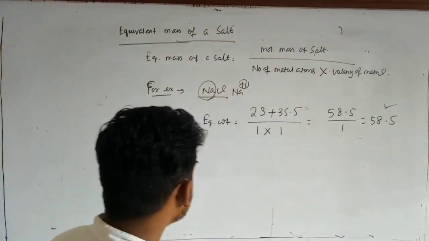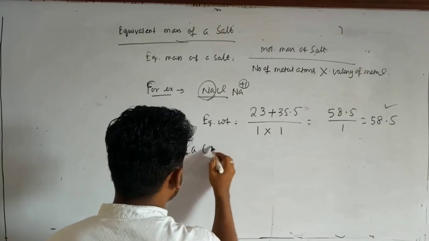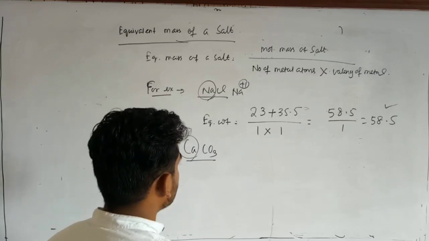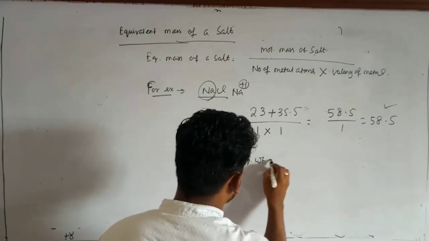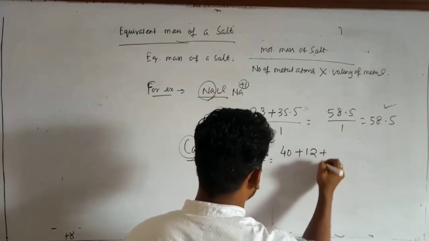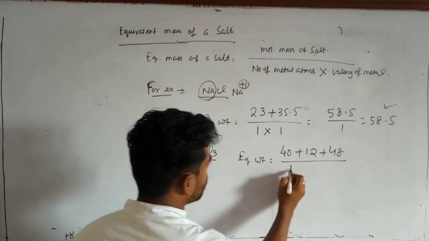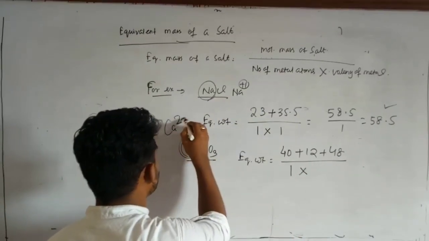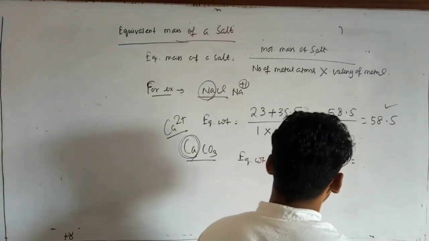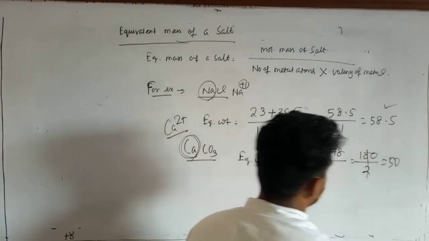Easy. Similarly, if I ask you to calculate the equivalent mass of, let's say, CaCO3, calcium carbonate, a salt. So here metal is calcium. Equivalent weight: first calculate its molecular weight, that will be calcium 40 plus carbon 12 plus 16 into 3, 48, divided by number of metal atom 1 into the valency of calcium. It is written Ca2 plus, so into 2. Just add the numerator, 100 divided by 2, that will be equal to 50.